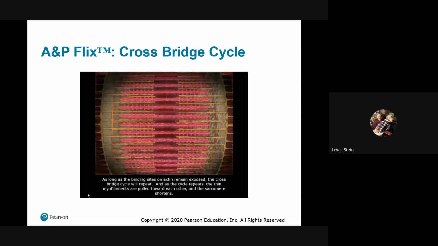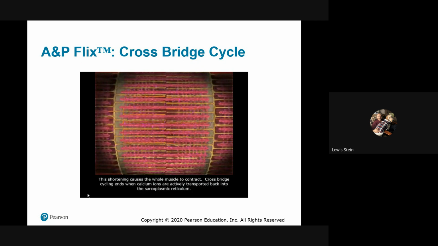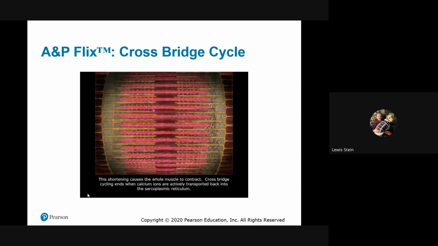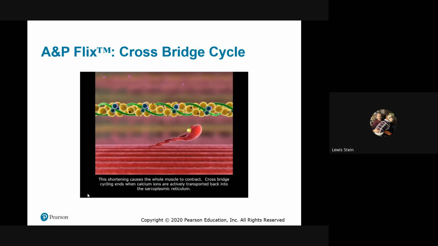And as the cycle repeats, the thin myofilaments are pulled toward each other and the sarcomere shortens. This shortening causes the whole muscle to contract. Cross-bridge cycling ends when calcium ions are actively transported back into the sarcoplasmic reticulum. Troponin returns to its original shape, allowing tropomyosin to glide over and cover the myosin binding site on actin.